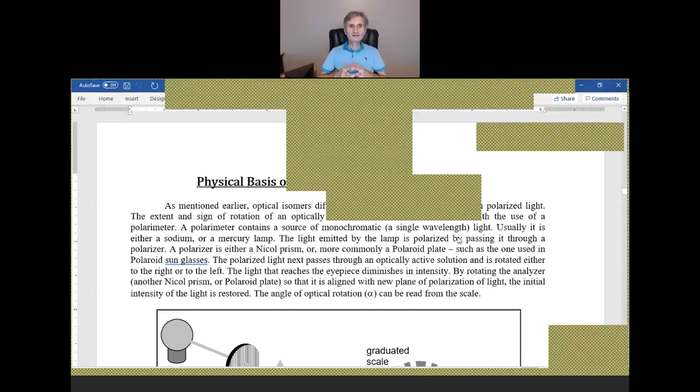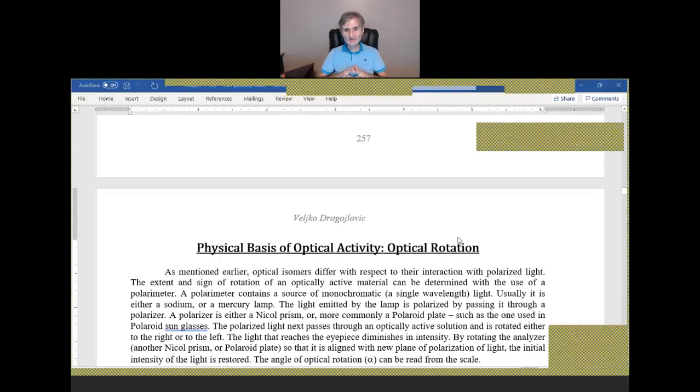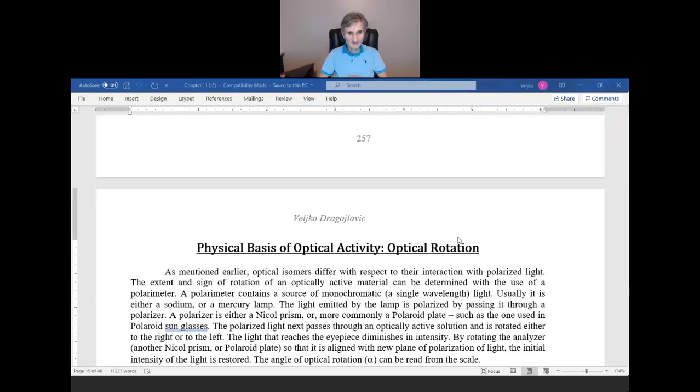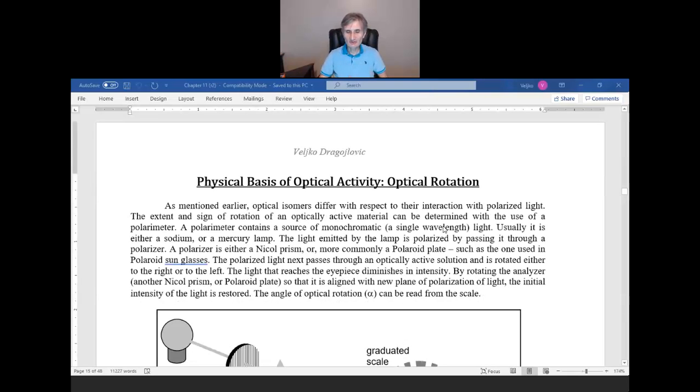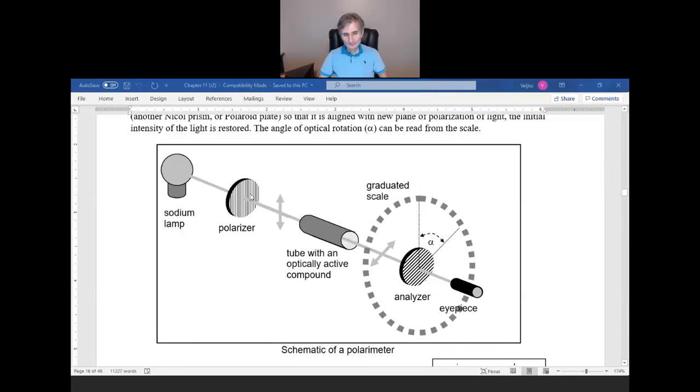Now, I already mentioned before that optical isomers differ with respect only to their interaction with polarized light and with other chiral materials. We can determine the extent, that is magnitude, of the rotation and sign of rotation, whether rotation is clockwise or counterclockwise. And we determine that using an instrument called polarimeter. There is a video on YouTube, and I won't go into details over it, on how a polarimeter works, but I posted already a video so you can see that.